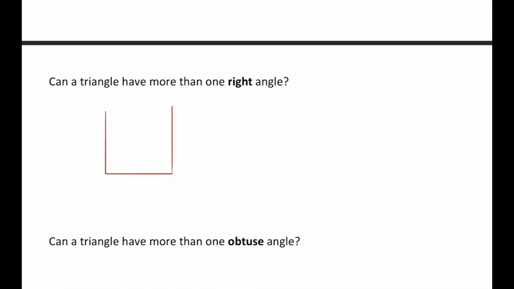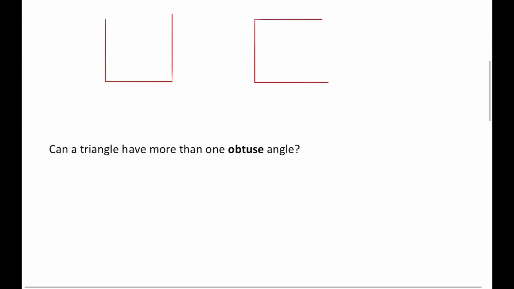Okay, can I make that into a triangle? Nope. So can a triangle, I'm going to try it again. So I'm going to do my right angle, and I'm going to try it from this one. Add another right angle, make that into a triangle. Nope, sure can't. So can a triangle have more than one right angle? No, it cannot. Why not? Well, because then it does not make a triangle.